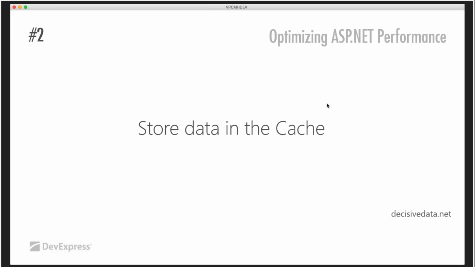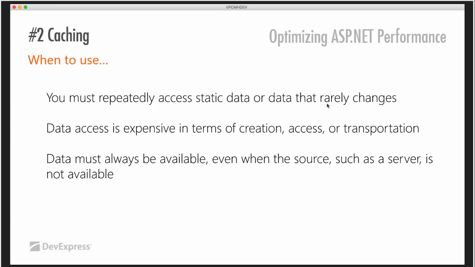So it comes with a huge warning, and so let's take a look at when it makes sense to use it. If you have data that is static, that does not change very often, caching is a good candidate. If data is expensive in terms of creating or transporting, it's a good candidate for caching. Or if the data must always be available and you can't always rely on the source because it's on a remote server or it's on a web service, then caching is a great example.